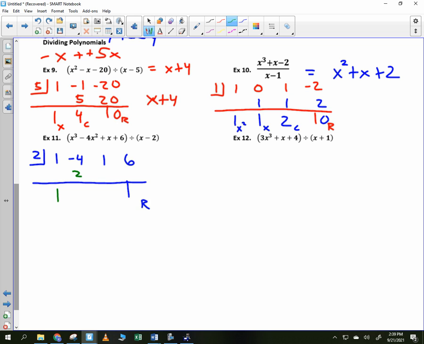-4 plus 2 is -2. Then I multiply, I get -4. Then I add, I get -3. Then I multiply, I get -6. Then I add, and I get 0. So that's my constant, that's my x squared. So I got x squared minus 2x minus 3 is my result.